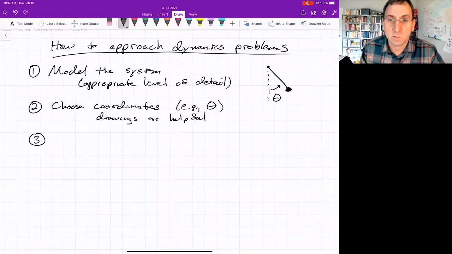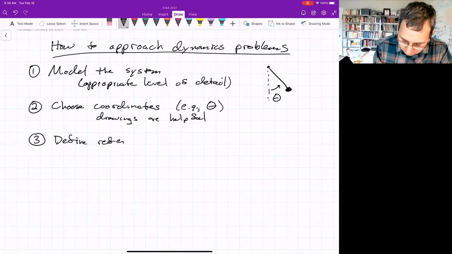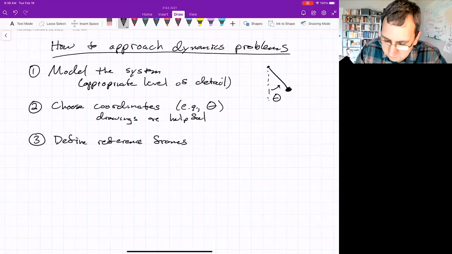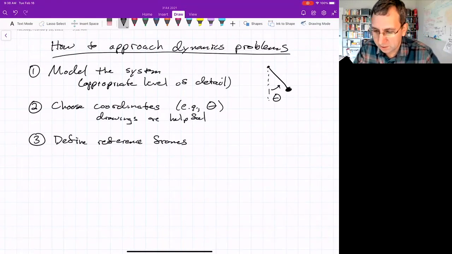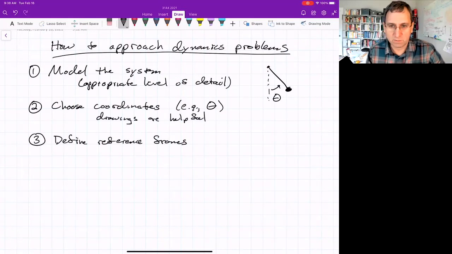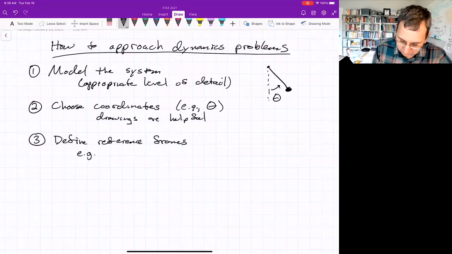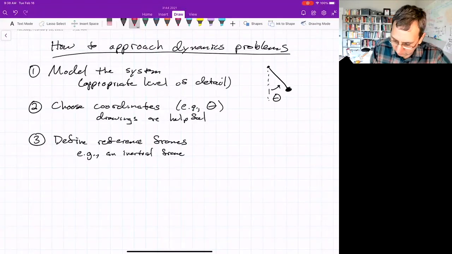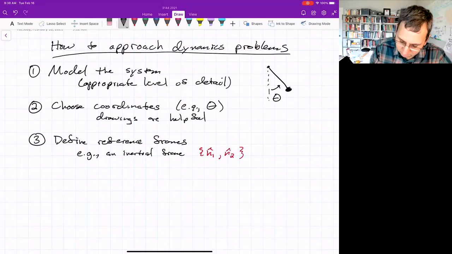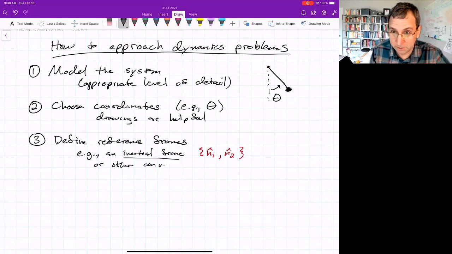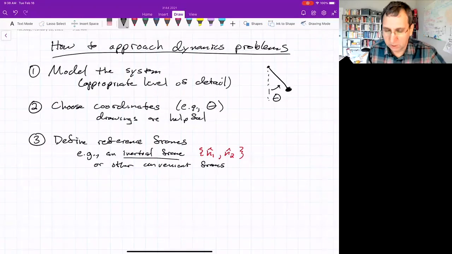Step 3, we would define reference frames. And this is what we've been doing for the last several weeks, defining and dealing with reference frames. So for example, pick an inertial frame. Maybe one just pops out as the best one, but maybe not. Or other convenient frame. You definitely need an inertial frame to be able to do Newton's laws, but there might be other convenient frames for describing the location of the particle.